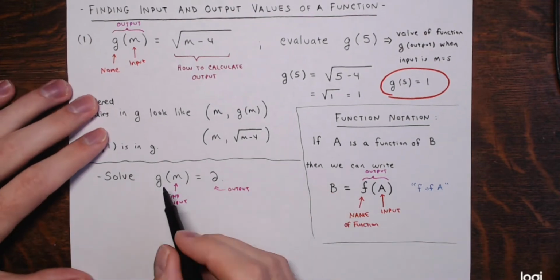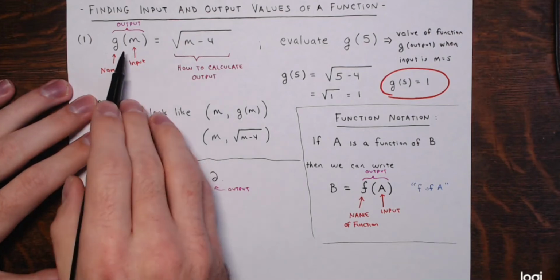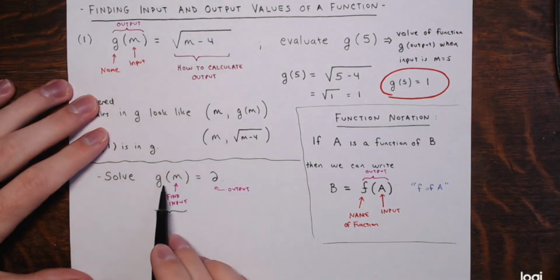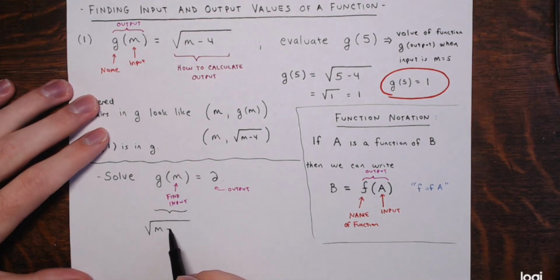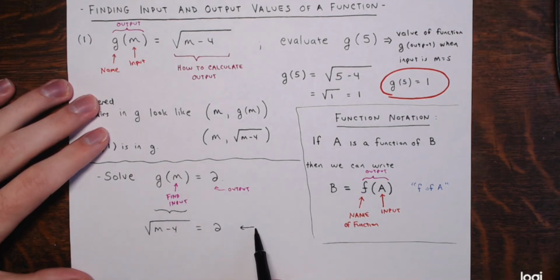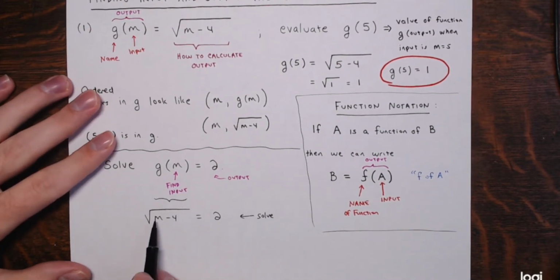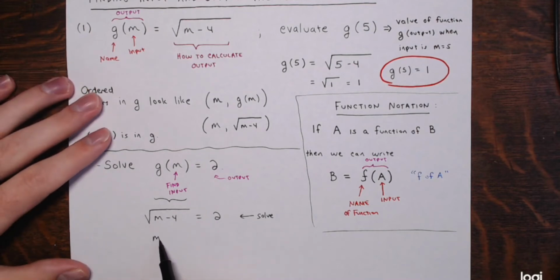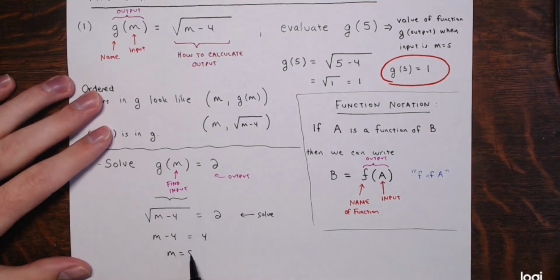Well, remember, g of m is equivalent to the square root of m minus 4. So this left side of the equation is the same thing as writing the square root of m minus 4. And we are being asked, when is that equal to 2? Then we solve this. It's a radical equation, so remember how to do that. The radical's isolated. I would square both sides. We'd have m minus 4 equals 2 squared, which is 4. Then I would add 4, get m equals 8. And of course, check your solution. The square root of 8 minus 4 is the square root of 4, which is 2. You get 2 equals 2. This works. Don't forget to check it.